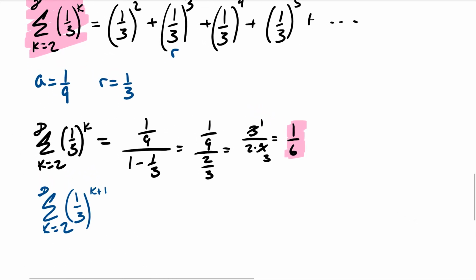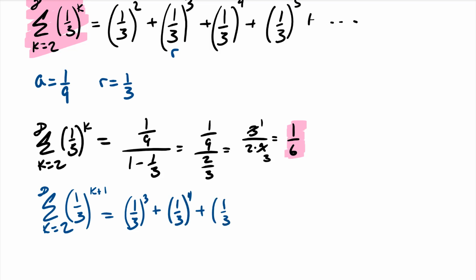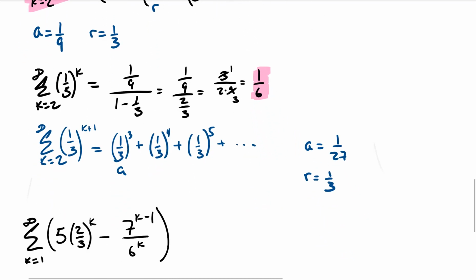So let's write out some terms. You'd be like, all right, so this is 1/3 to the 3rd plus 1/3 to the 4th plus 1/3 to the 5th plus ... All right? So there's our A. Our A is always the first term. So we have 1 over 27. What's our R? It's the thing inside. It's 1/3.